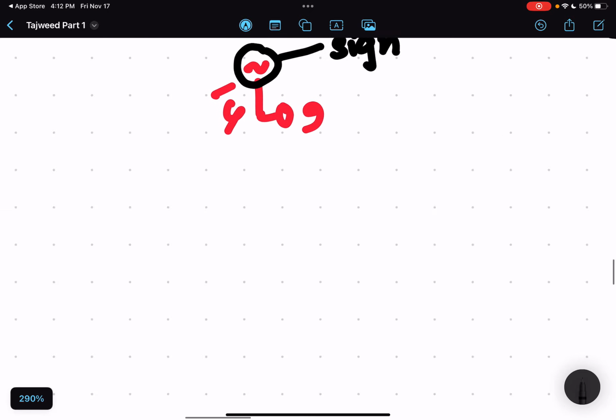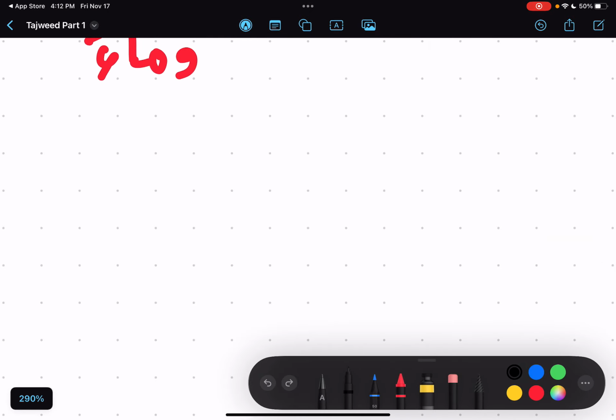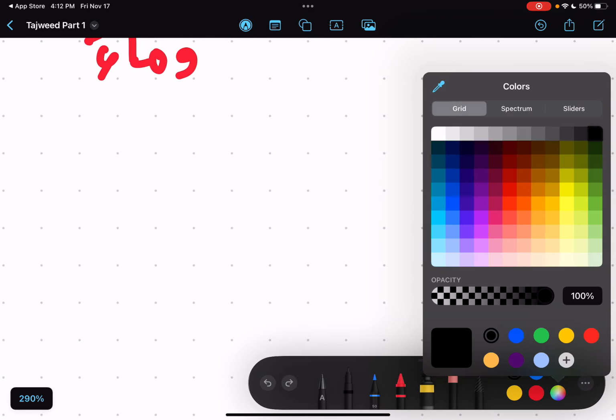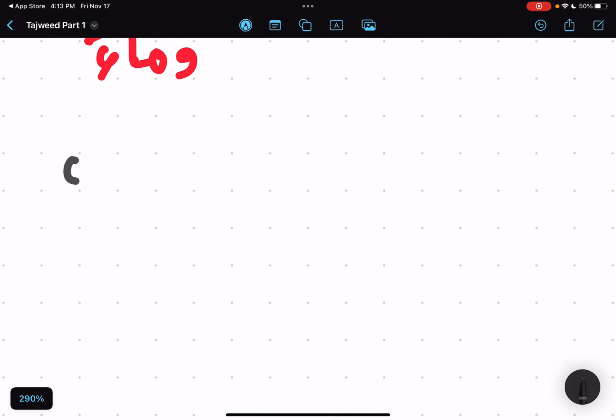And then last we have the most interesting one of the bunch. You have a gray color. Whenever you come across this, you make the letter silent. You basically don't read it. It's like a silent letter.